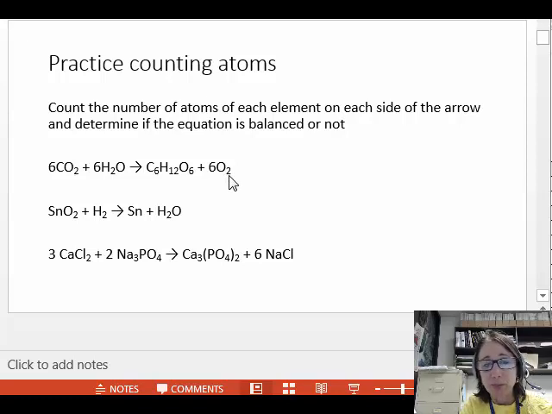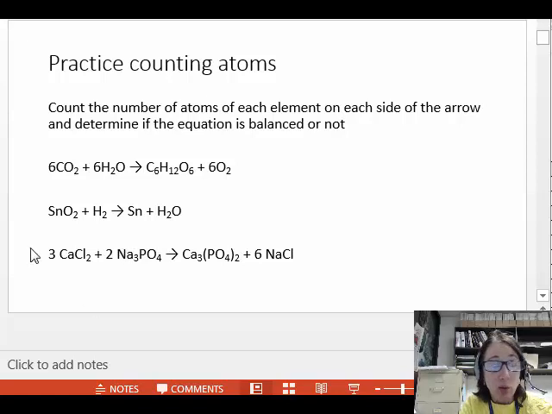The second equation is capital S, lowercase n, capital O subscript 2, or 1 formula unit of tin 4 oxide, plus capital H subscript 2, or 1 molecule of hydrogen. Arrow, capital S, lowercase n, or 1 atom of tin, plus capital H subscript 2, capital O, or 1 molecule of water.